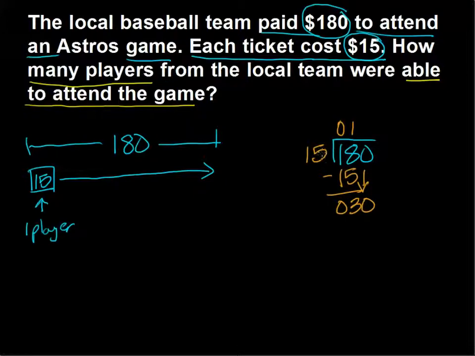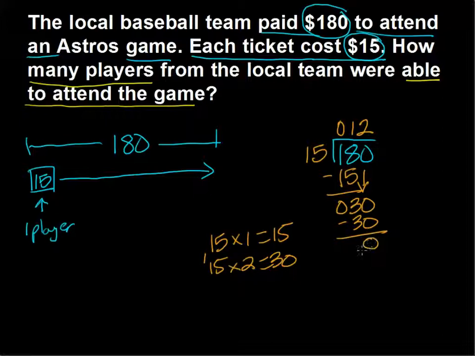Now, how many times does a 15 fit in the 30? Again, I'm going to use the multiplication facts using 15 as a factor. I know that 15 times 1 is 15. 15 times 2. 2 times 5 is 10. Carry 1. 2 times 1 is 2 plus 1, 3. So I know that 15 can fit twice inside 30. So 15 times 2 equals 30. We subtract and we get again a remainder of 0. What this 12 represents is that 12 players are going to be able to attend the game.